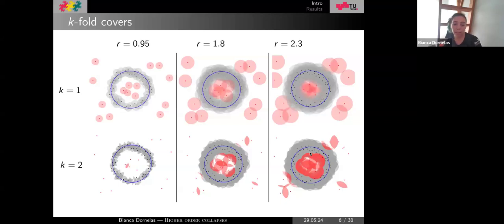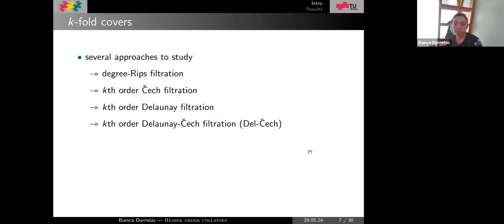And what we're going to look at now is how do we computationally study these k-fold covers, right, which are simplicial complexes. And there are many of them that one could look at. There are the degree Rips and the higher order Čech, Delaunay, and Delaunay-Čech. But for us, the higher order Čech and Delaunay are the most important ones. So I will briefly introduce them.